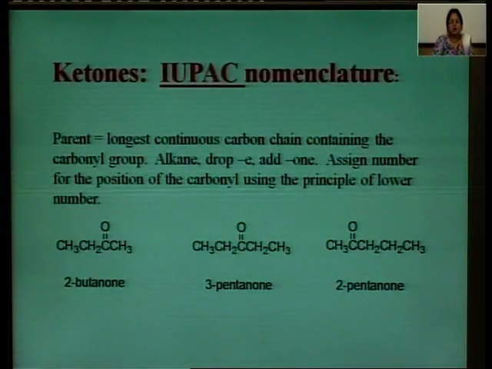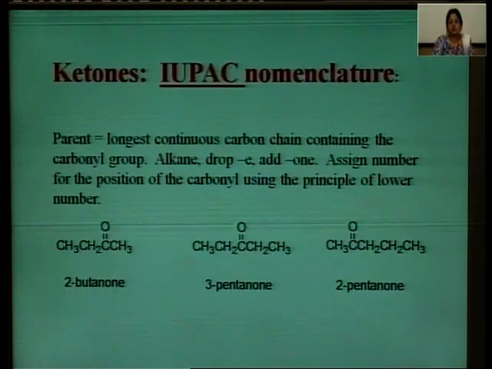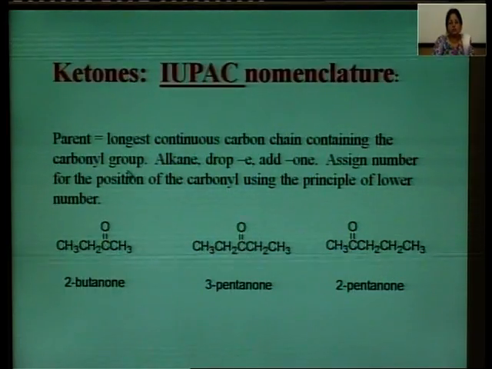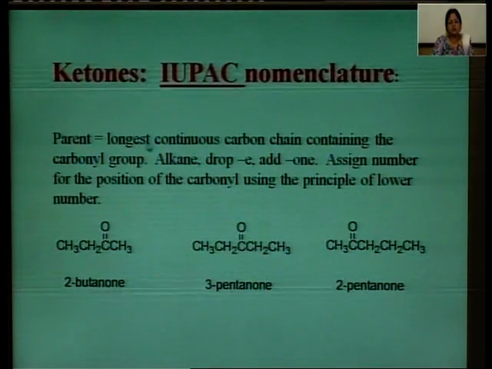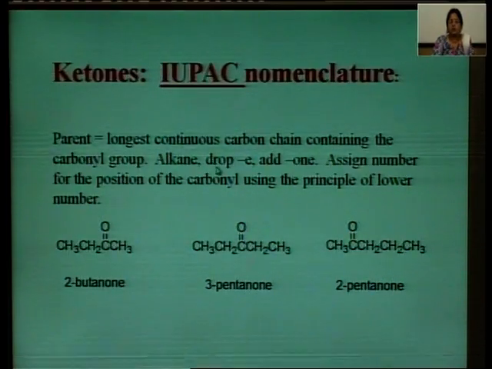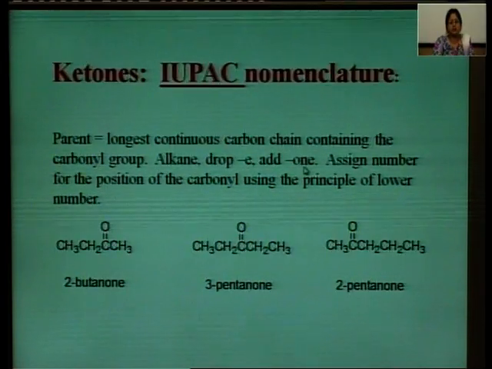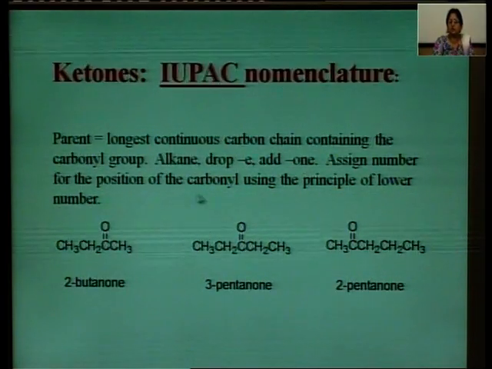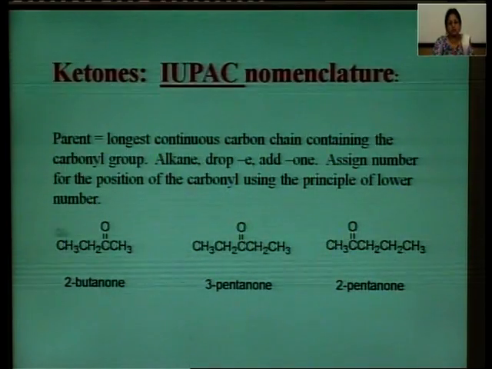Now, taking the IUPAC nomenclature of the ketones. While giving the IUPAC naming to the ketones, firstly we select the longest continuous carbon chain containing the carbonyl group. Now, drop the word e of the corresponding alkane and add the word one. Assign number for the position of the carbonyl using the principle of lower number.